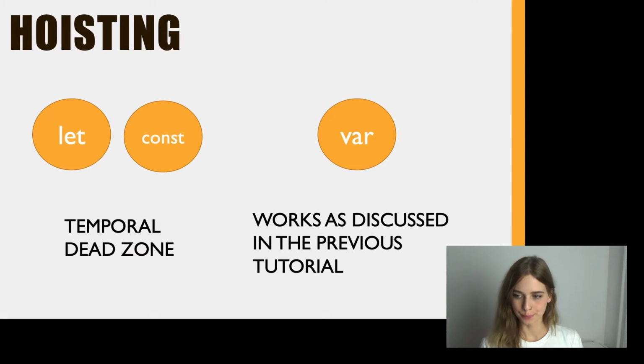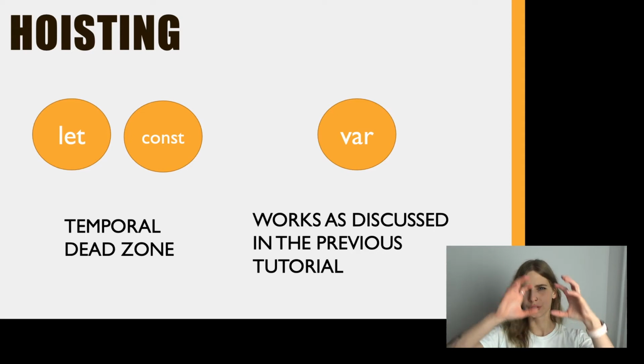Hoisting. So again, a topic that has been discussed, and hence we couldn't introduce the differences between different kinds of variables, because if you don't understand what hoisting is, then how could you understand the differences between them? So a variable created with the keyword var is no problem, works as discussed in the previous tutorial. The value is no value, but the variable is hoisted to the top of the code or the scope.